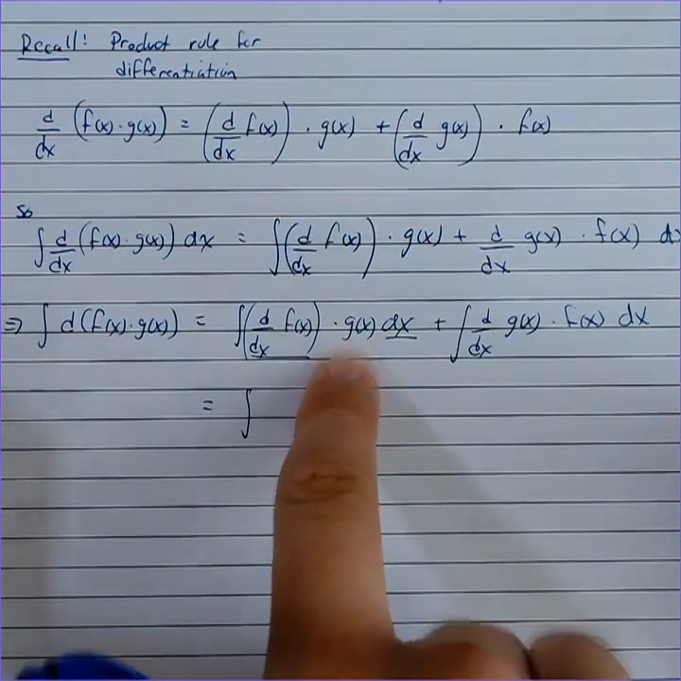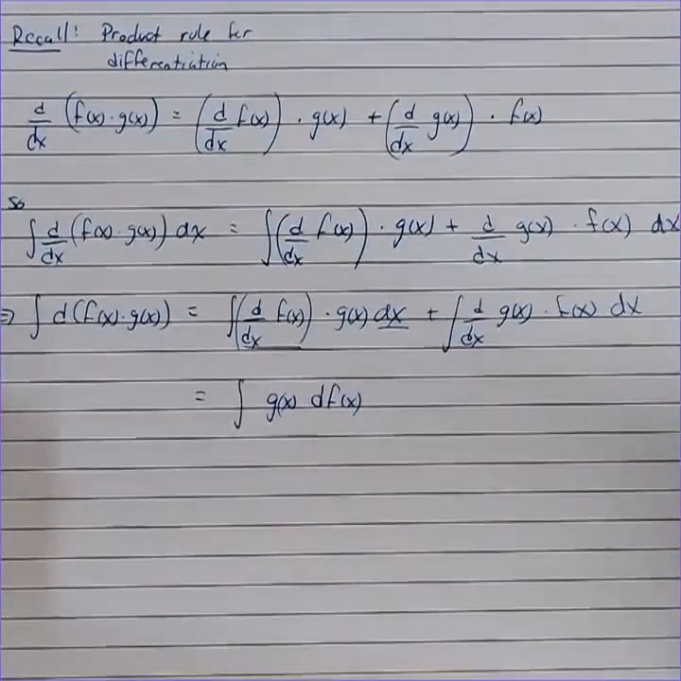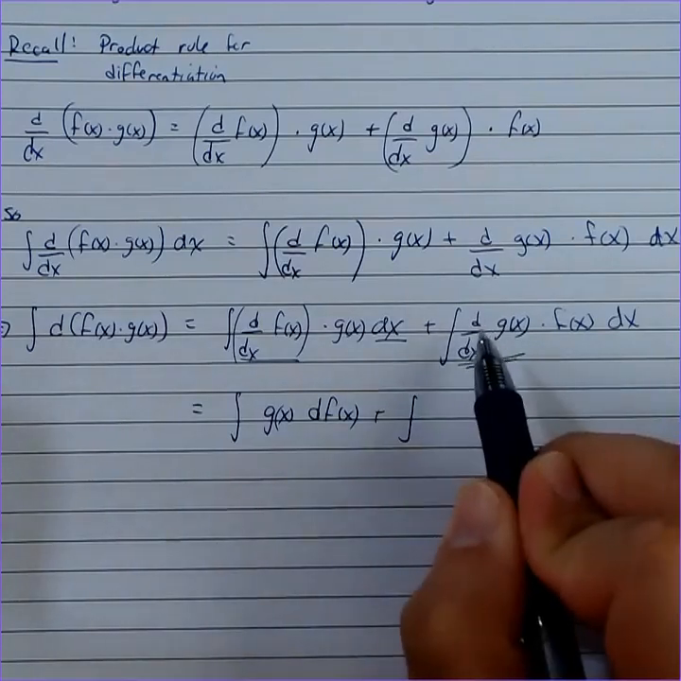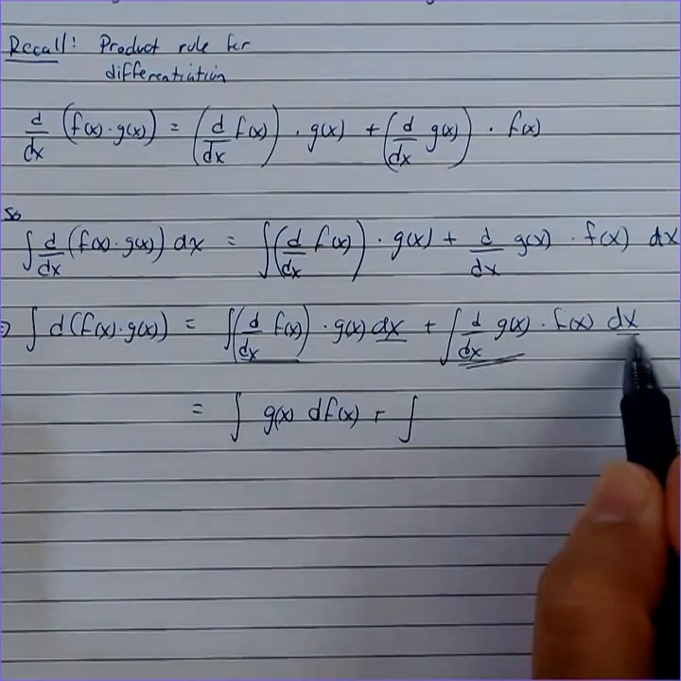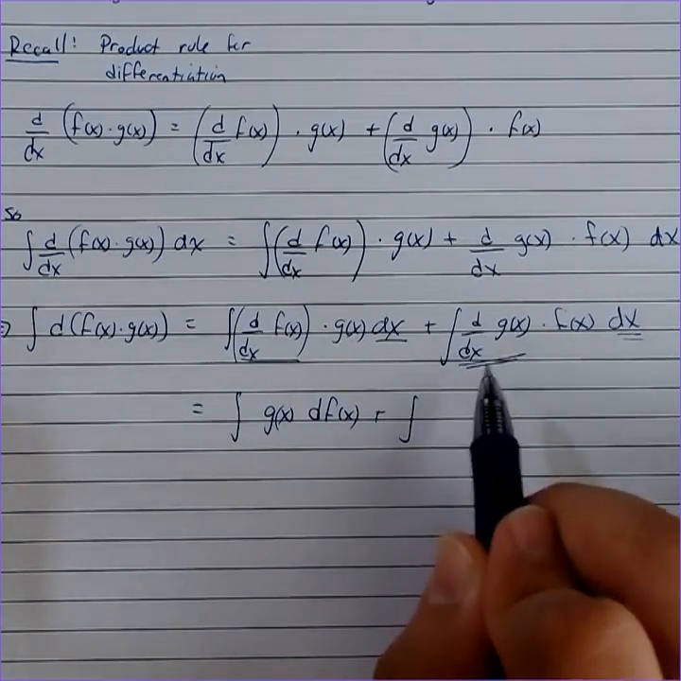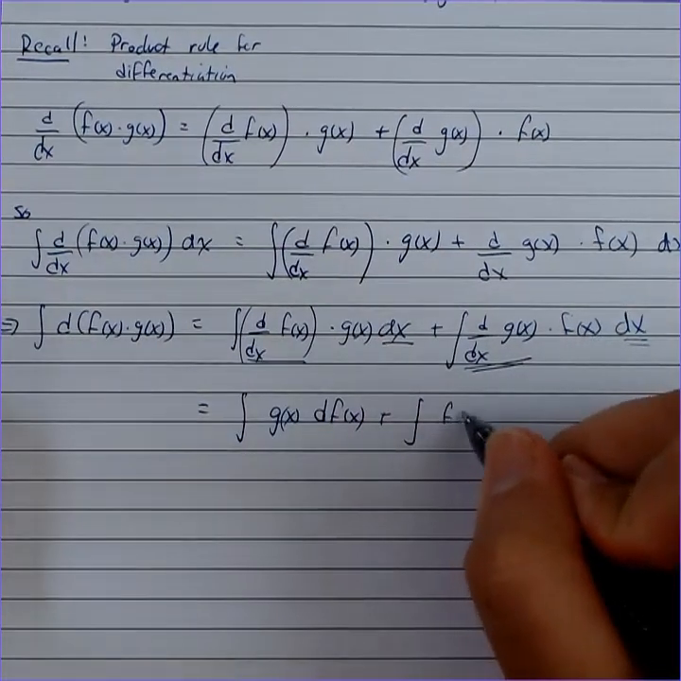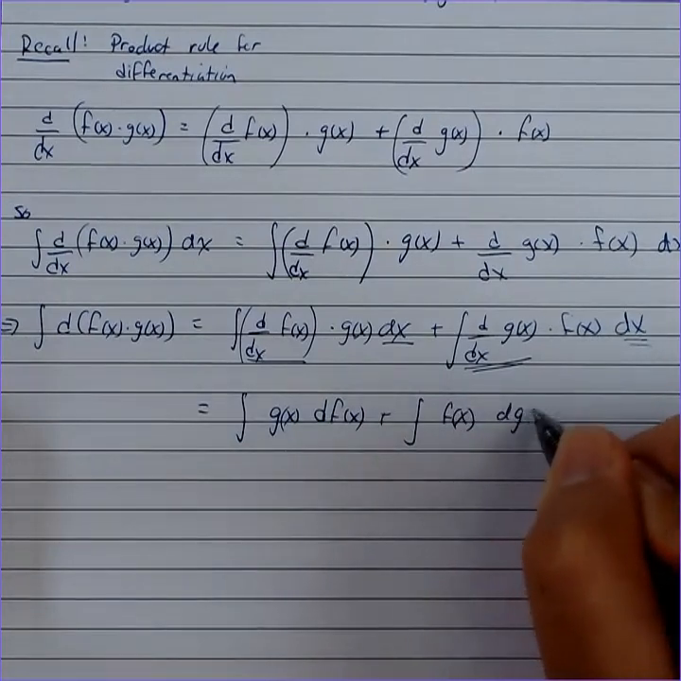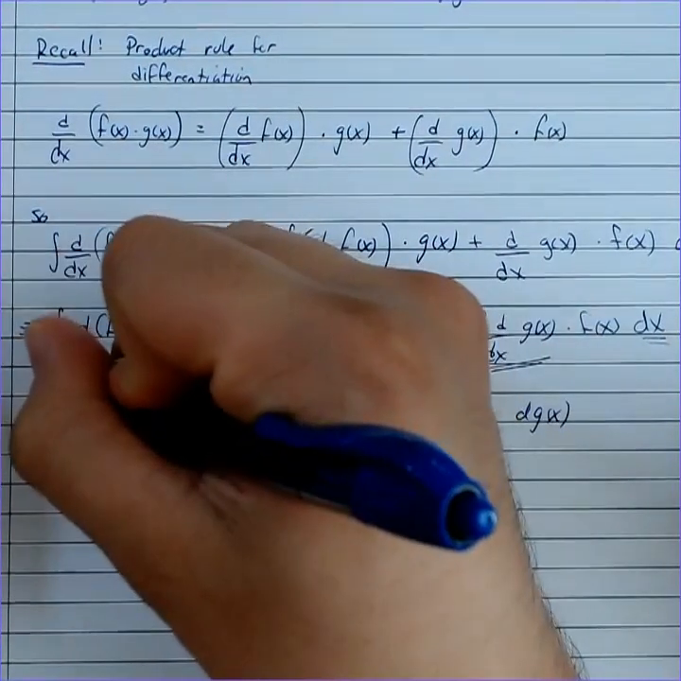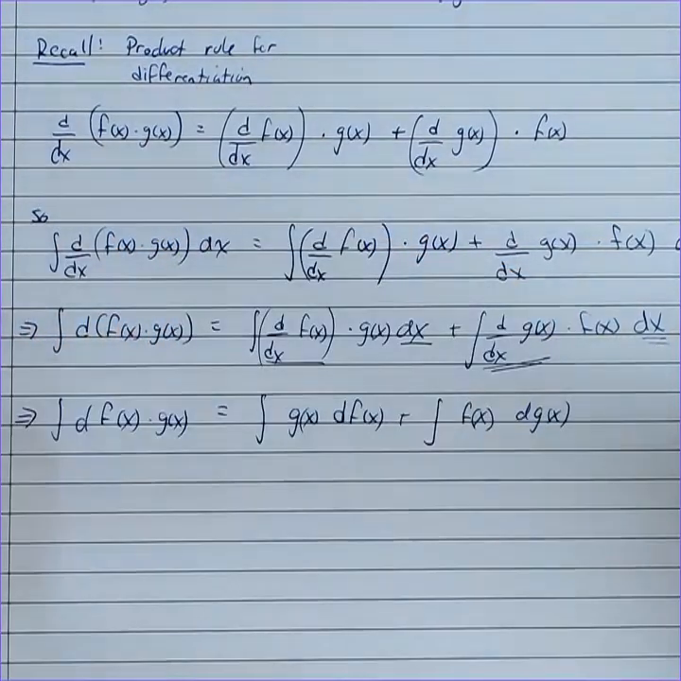G of x is just a function, so here I'm going to say g of x times df of x, plus the integral, and the same thing will happen here. If I take the derivative of g with respect to x times the differential of x, by the definition of a differential, as we see in Cal 1, this is just dg. So that's going to be f of x dg of x. And here I haven't changed this one, so let me just write that down the way it was. That's the integral of df of x dot g of x.